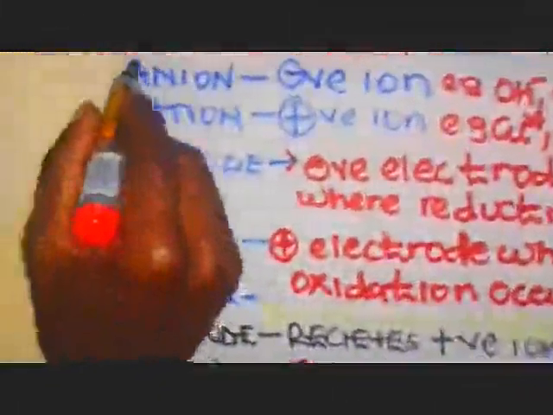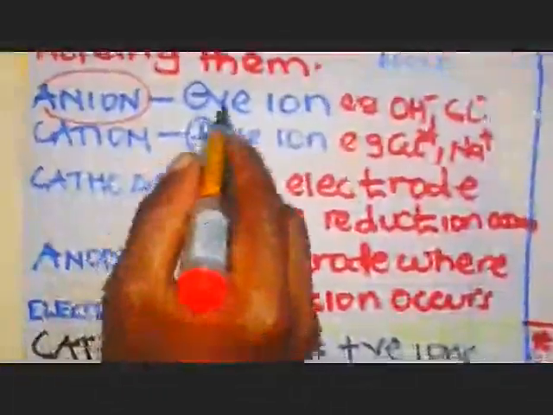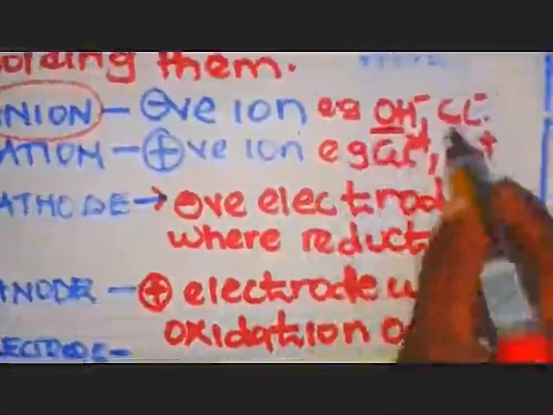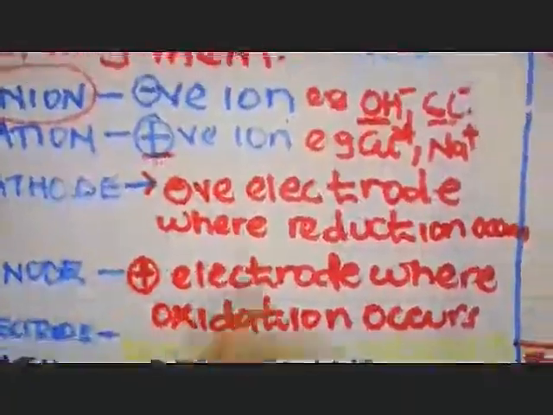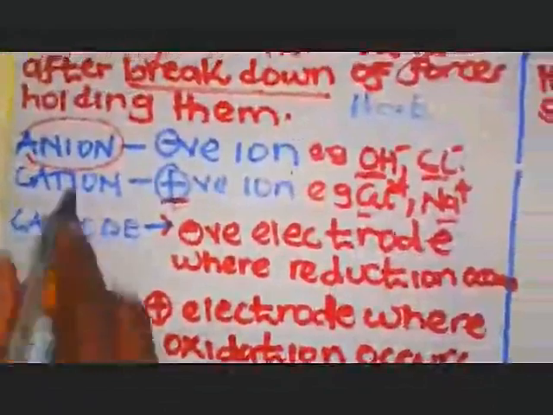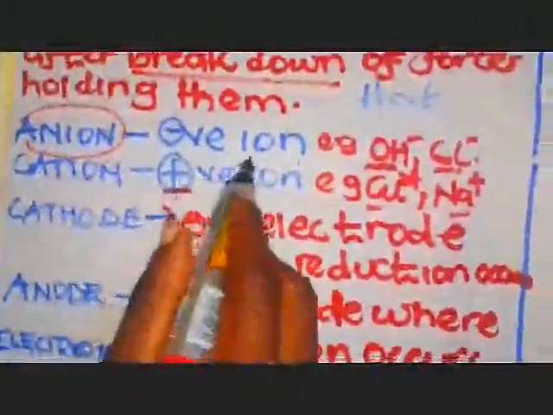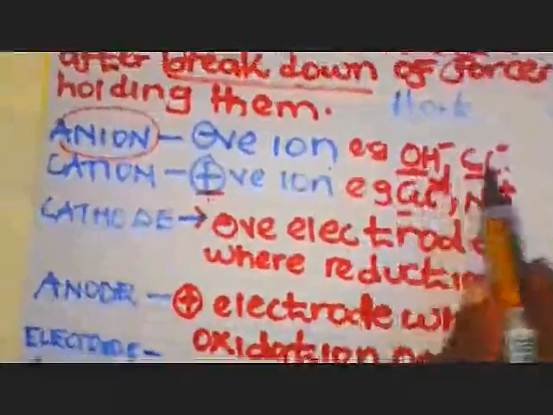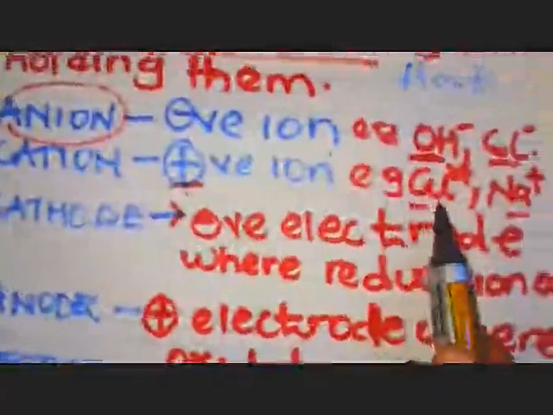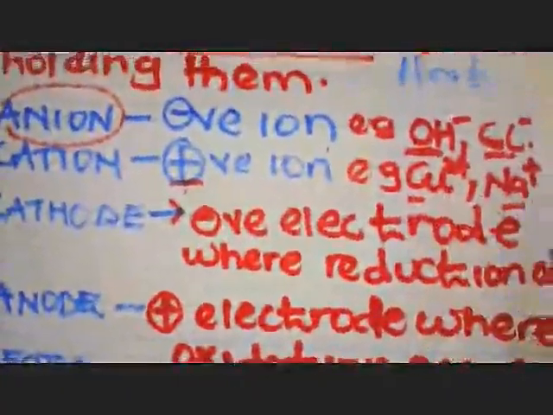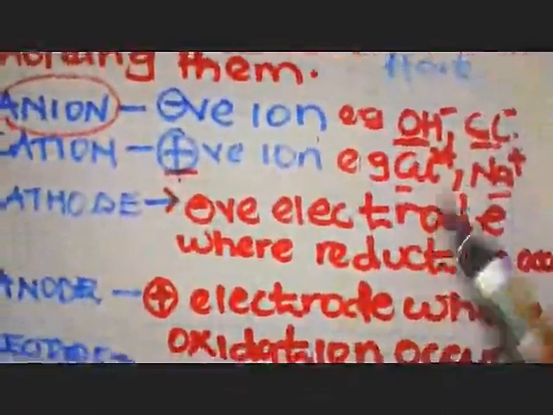Now from there we go to defining our anion. To simplify the work, members, anions are simply the negatively charged ions. For example, the hydroxyl ion, and you can also give the chloride ion, bromide, iodide, and so on. Then cations are simply those ions which are positively charged. So we can talk about copper, silver, sodium, calcium, magnesium, and so on.